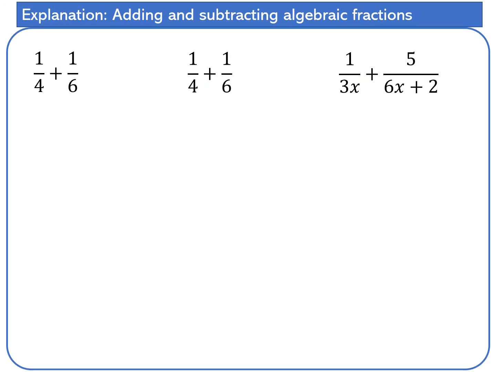Adding and subtracting algebraic fractions. If I look at that first one there, I can see I've got 1/4 plus 1/6, and we did that in the prior knowledge. So we can think about the lowest common multiple of 4 and 6 is 12. I've got to do 6 times 2 is 12, so I've got to do 1 times 2. Whatever I do to the denominator, I do to the numerator.